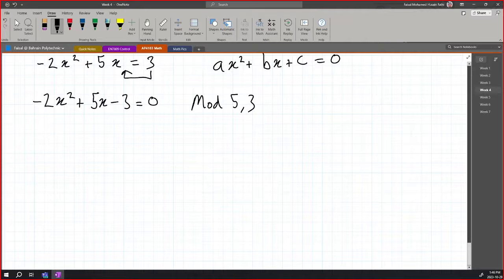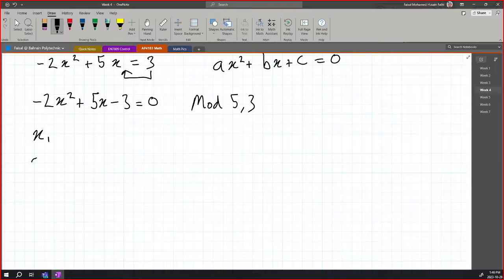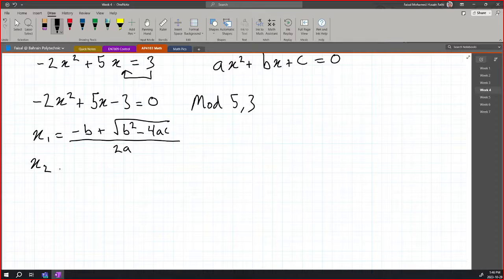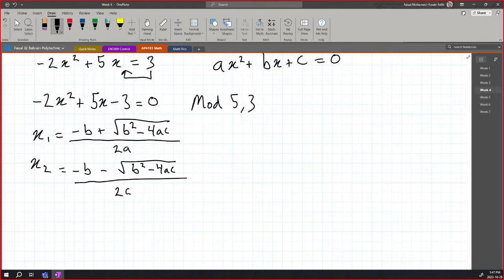For the equation we will have x1 and x2 as its answers. Nice. Mode 5-3, like you said, you can solve it on the calculator, but just to clarify and show you the steps, the formula is x1 equals minus b plus square root of b squared minus 4ac, over 2a. And x2 is minus b minus square root of b squared minus 4ac, over 2a. Okay. We know that our a in this equation is equal to minus 2, b is equal to 5 and c is equal to minus 3, and I'm pretty sure all of you know that by now.